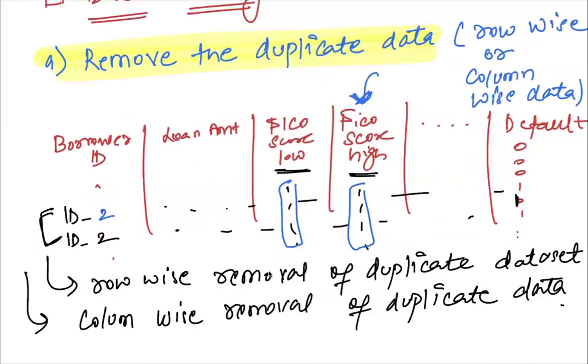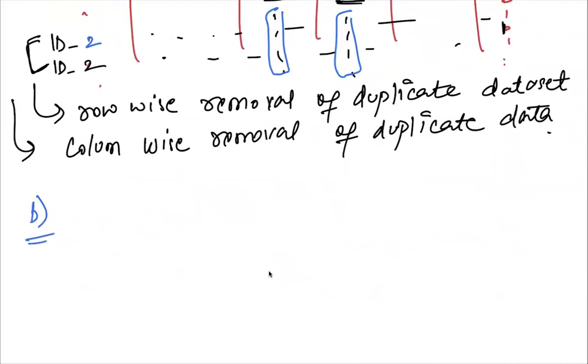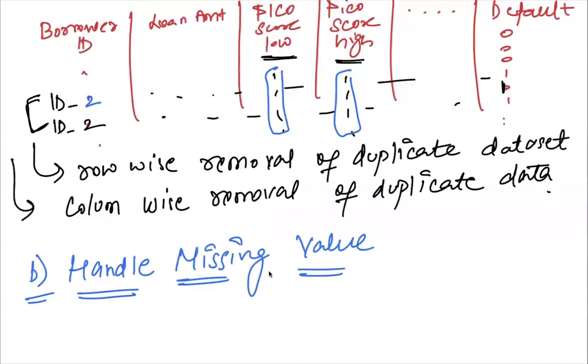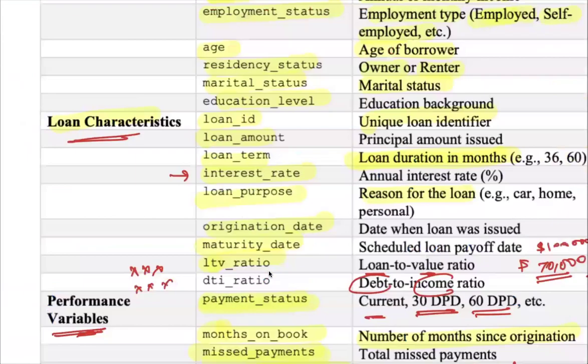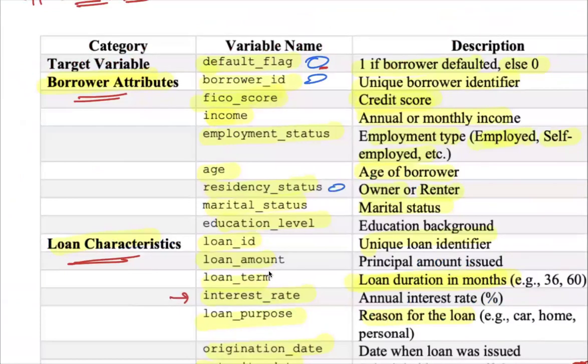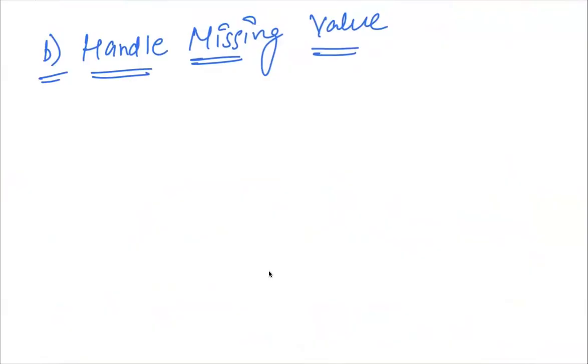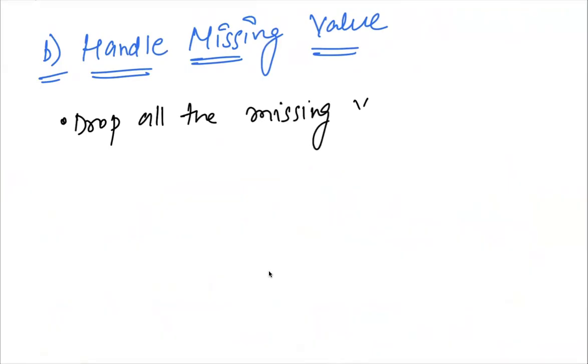Now, second, you need to make sure you handle the missing values. This is one of the most important steps. A lot of times this data set that is given to you will have some values missing for each variable. What will you do? One easy step is to drop all the missing values. But the question is, is it done? The answer is no. You should not drop all the missing values. Why? Because a lot of times when you drop all the missing values, you will lose important information.